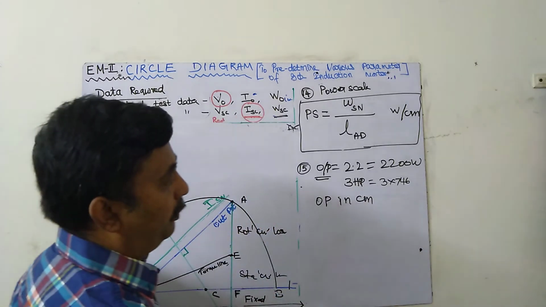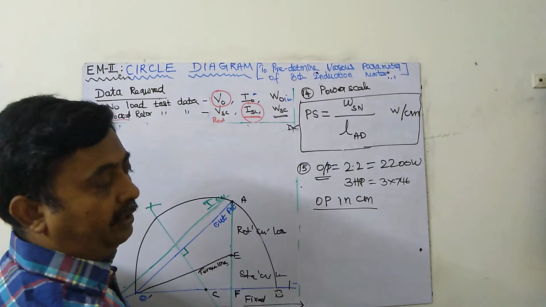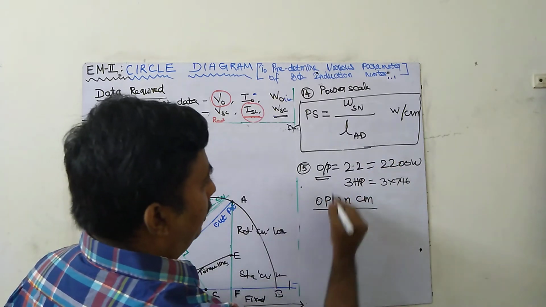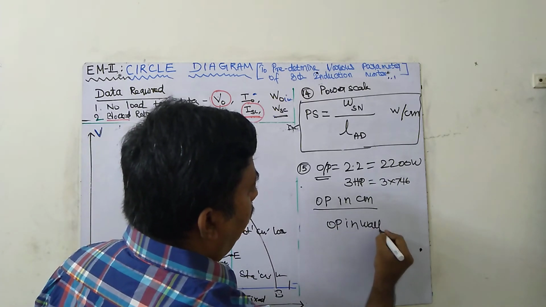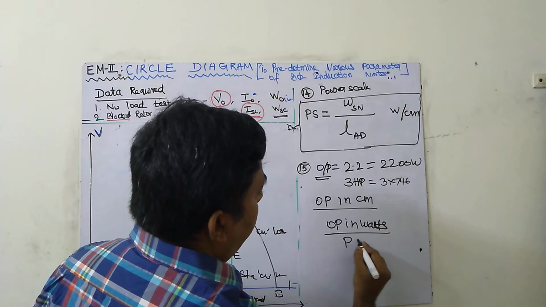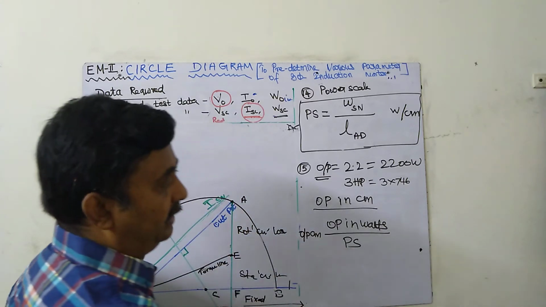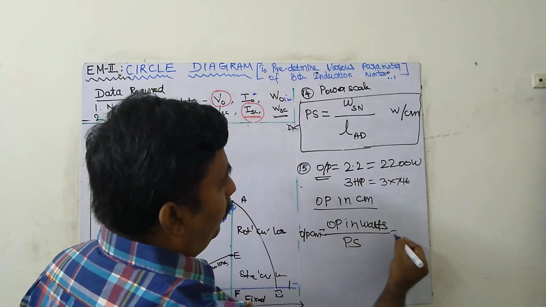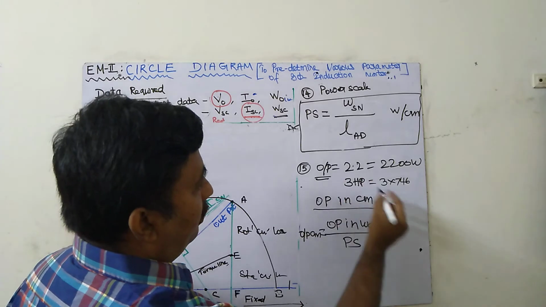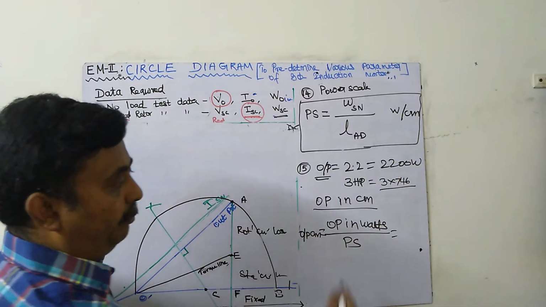How to calculate output power in centimeter? This is all the 15th point only. Output power in centimeter. How many watts are you getting? That output power in watts divided by power scale. This is the output power in centimeter. Output power in centimeter equals output power in watts divided by power scale. What is the output power in watts? It is this value, 3 into some value or 2200, divided by power scale.